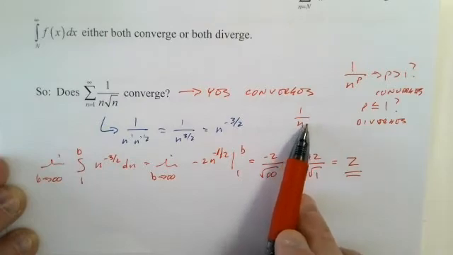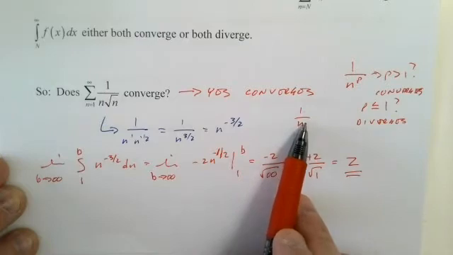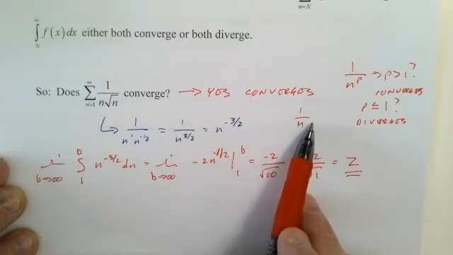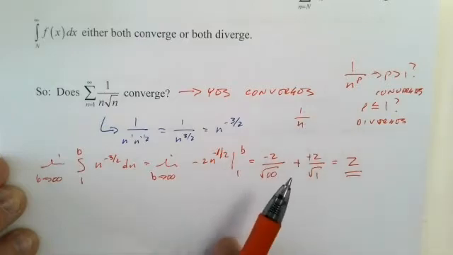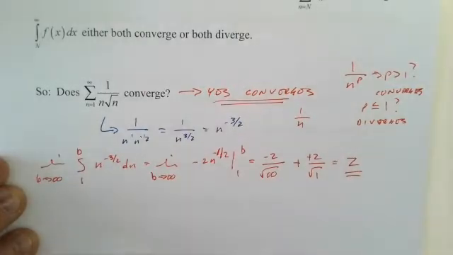1 over n diverges. 1 over n to the 0.9, diverges. 1 over n to the 0.8, diverges. 1 over n to the 1.000000001 converges. Okay? Be prepared. That's everything. That's like everything we're going to do.